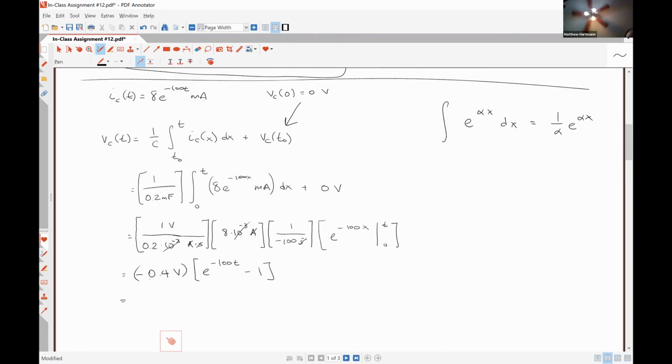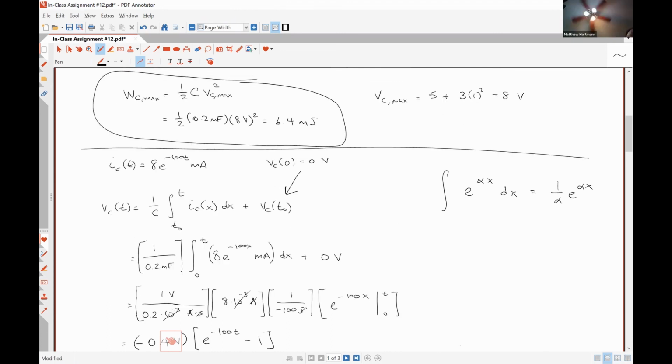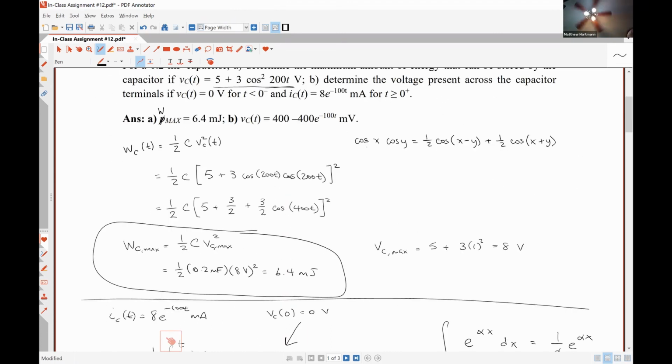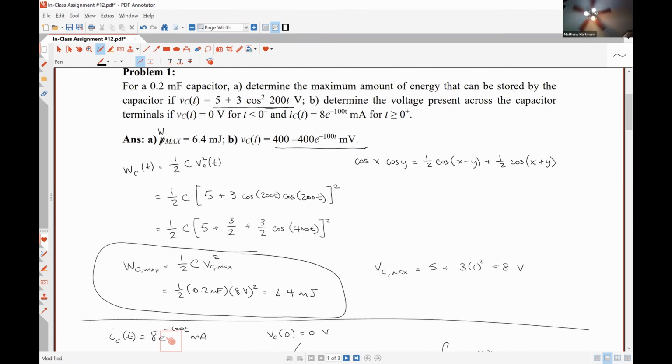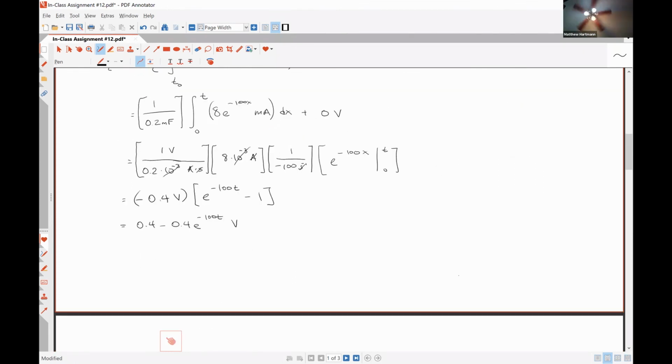And I can get rid of this negative sign out in the front by distributing it, and that's going to give me 0.4 minus 0.4e^(-100t) volts, which I believe matches the answer here. Yeah, so I've expressed it in millivolts there and in full volts here, but it is the same answer.